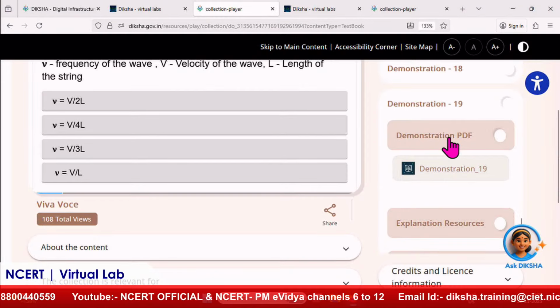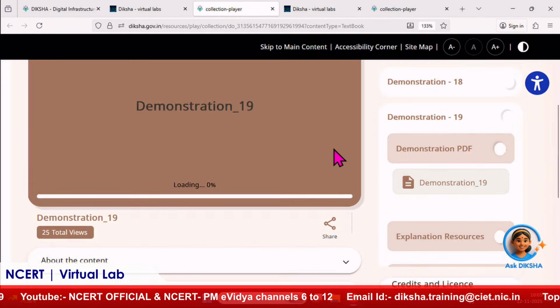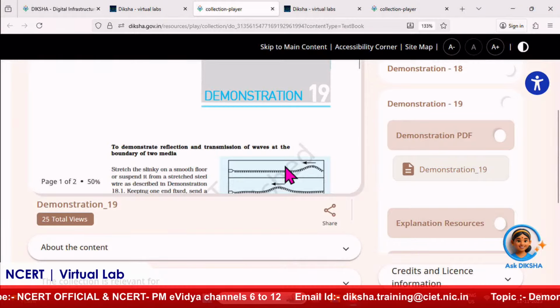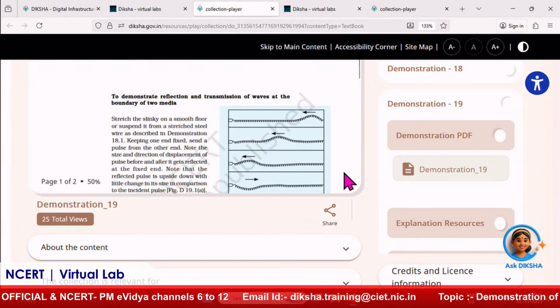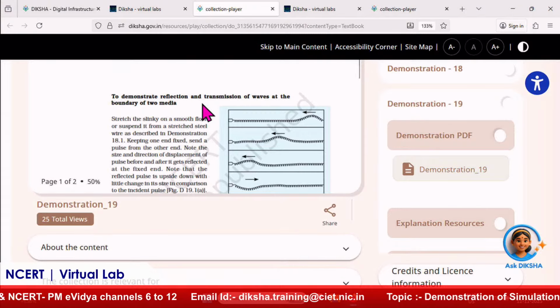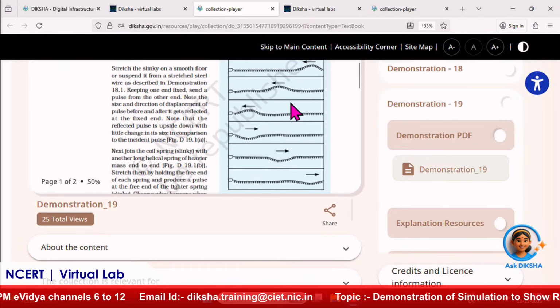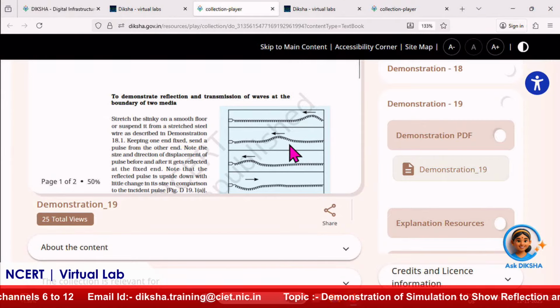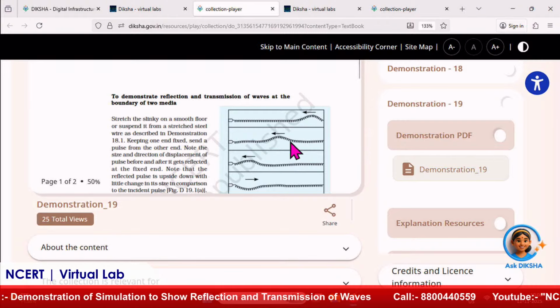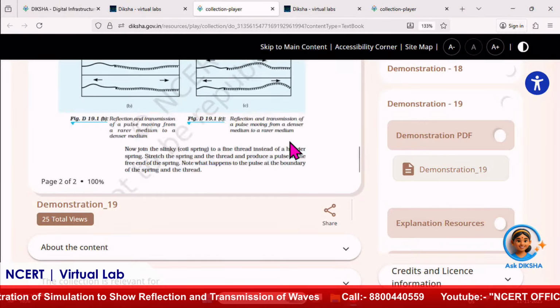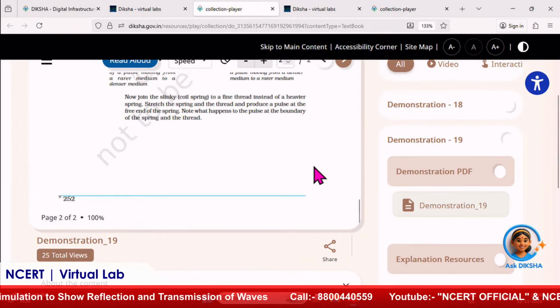So, first is its PDF. So, its PDF is here, which tells about the objective of this experiment: to demonstrate reflection and transmission of waves at the boundaries of two media. What will happen when the wave interacts with the wall? It reflects, bounces back or absorbs. What are the different factors and what are their phase changes? So, everything we will discuss over here. The entire PDF is available over here, so students can access this PDF from here.